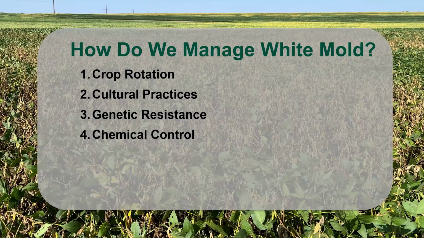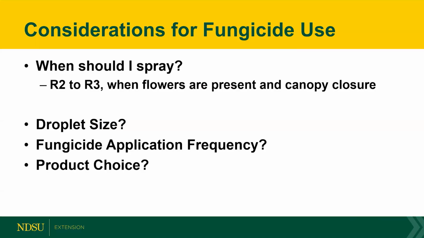Now, this is the next part that most of you probably want to be hearing about, and it's the chemical control. Okay, thinking about this from a fungicide perspective. Generally, we get a couple of questions, and there are a lot of questions for white mold, but these are the big ones. The questions are: when should I spray? What droplet size should I use? How frequently should I be making fungicide applications? And what product do I use? All of these are great questions, and we're going to try to walk through each one of them here.